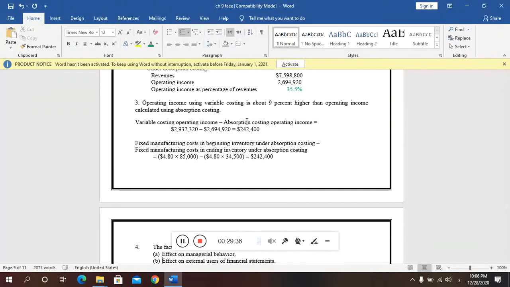In order to make sure that we cover this clearly, we can explain the difference in operating income between the two methods. The income under the variable method was 2,937,320. This is the operating income under variable minus the operating income under the absorption method, which was 2,694,920. We can subtract them, and it gives me the difference, 242,400. This is the difference.